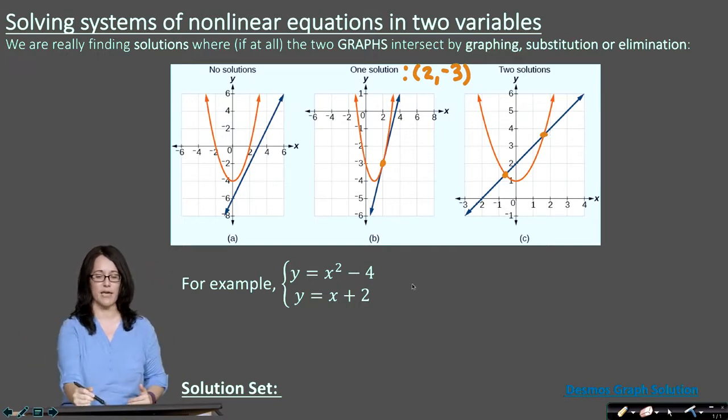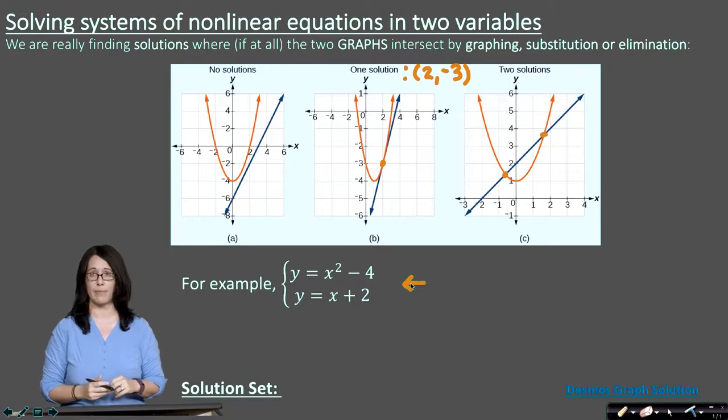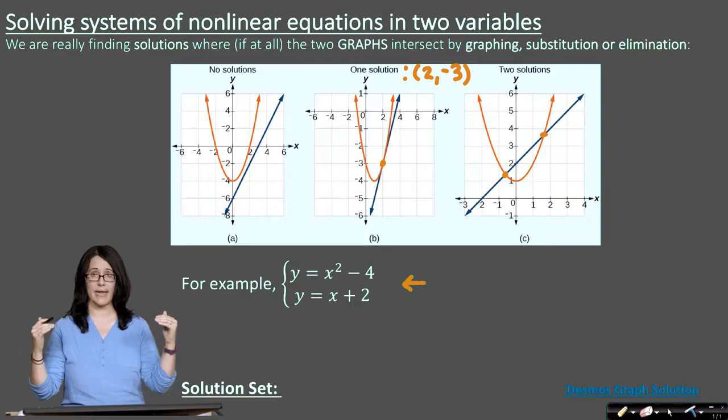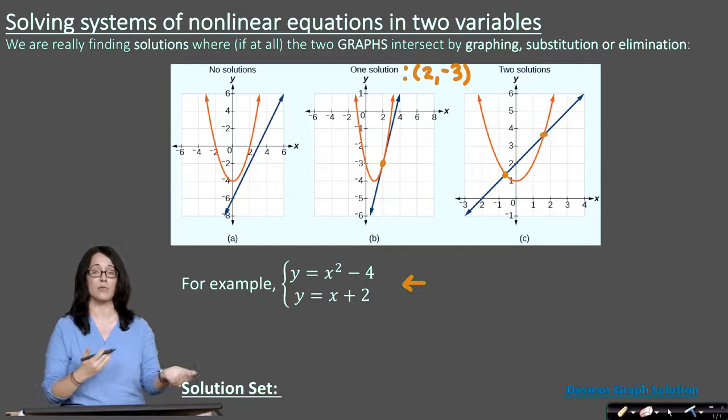So for example, if I chose to do the elimination method on this example, where the first equation is a parabola, y equals x squared minus 4, and the second equation is a line, y equals x plus 2, the y's could cancel if I subtracted equation 1 minus equation 2. But notice that x squared and x would not eliminate. Rather, we'd have x squared minus x, and then -4 minus 2 is -6. So you would have x squared minus x minus 6 equaling 0. And then you could go about solving that for x.